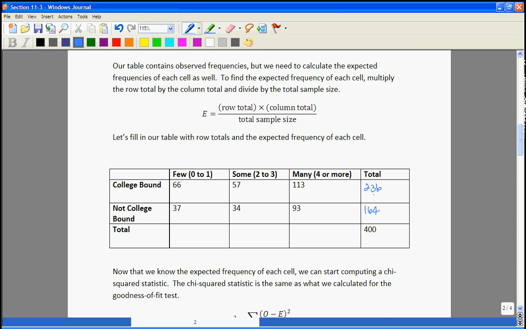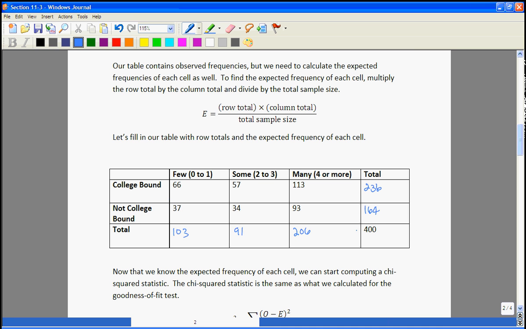Now I have to do the columns. So for those who have a few extracurricular activities, I'll add 66 plus 37 for 103. And then for those who have some, that is 91. And for those who have many, that's 206. And I'm pretty sure that's going to add up to 400, but it wouldn't be a bad idea to double check. So now that we have the totals, I can find the expected value. So for here, for 66, the row total is 236 and the column total is 103. So I'll multiply those two together first.